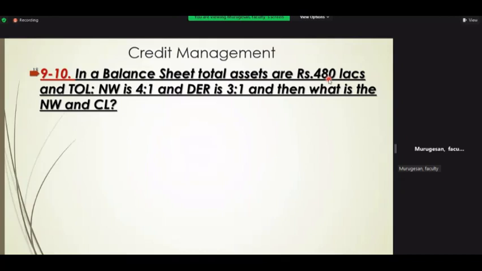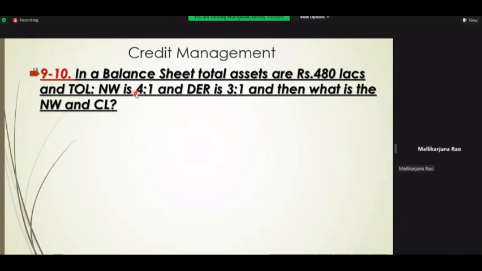Total assets are 480. Now, total outside liability to net worth is 4:1, and debt equity ratio is 3:1. So what is common? Net worth is common here and here. Here D is 3 times more; here all outside liabilities are 4 times more. So can anyone tell what the current liabilities will be in this? Current liabilities will be equal to equity, whether correct or wrong.